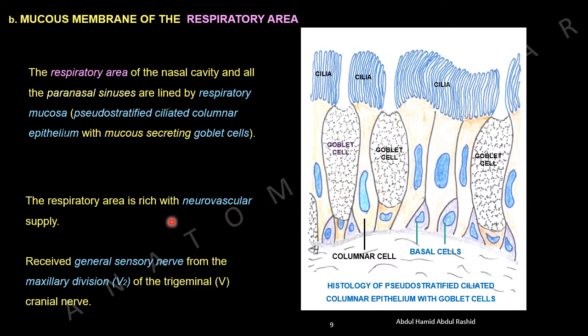The respiratory area is rich with neurovascular supply. This area receives general sensory nerves from the maxillary division, that is the second division of the trigeminal nerve.